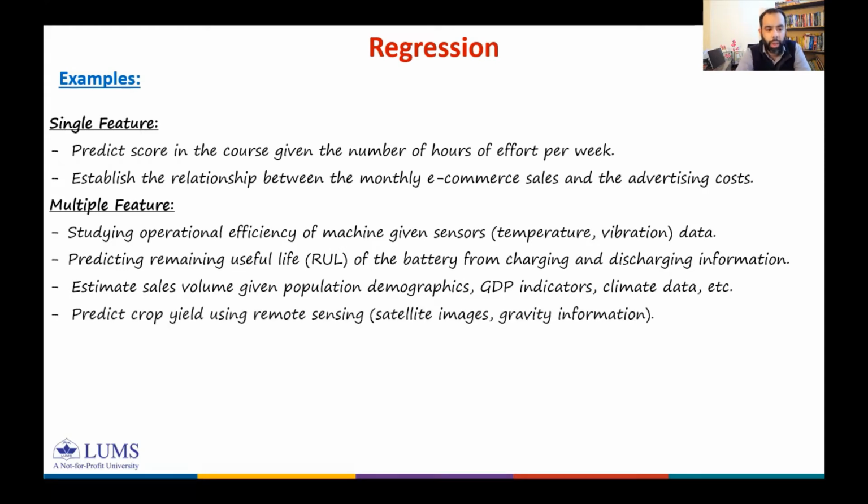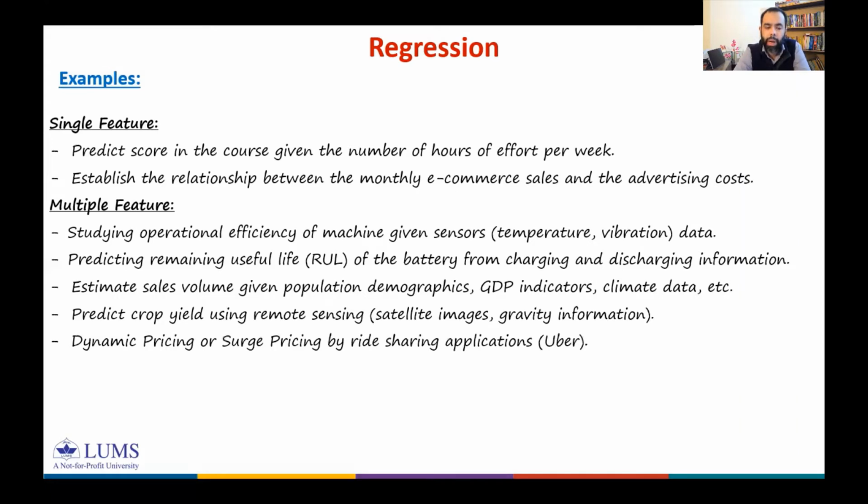You want to predict crop yield using remote sensing. So you have satellites and you're getting data from satellites. It could be images, it could be information about gravity, information about the groundwater, the mapping of rivers. You can fuse all of this information and predict the crop yield in some region or over some area. Okay.